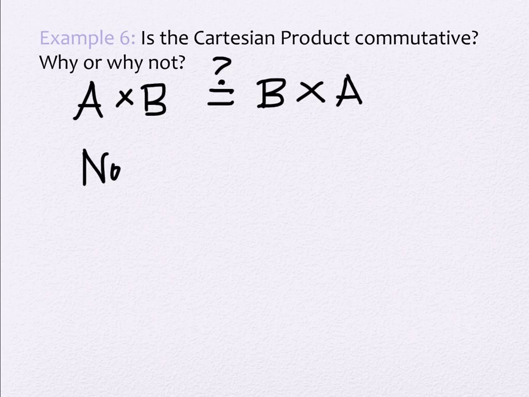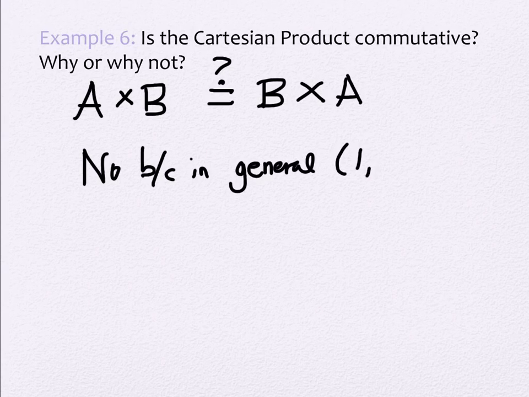So the answer is no, because in general, and I'll give you an example, like the ordered pair 1, 3 does not equal the ordered pair 3, 1, right? It just doesn't work. This would be a Cartesian plane example of one that you kind of know and love.